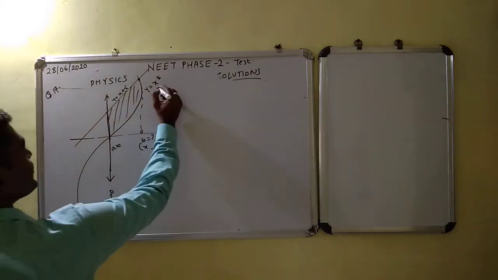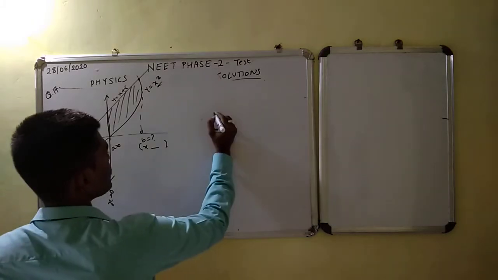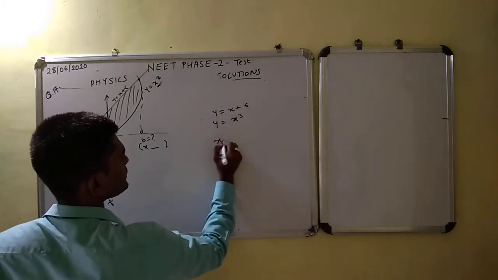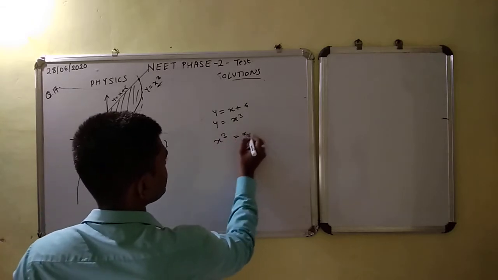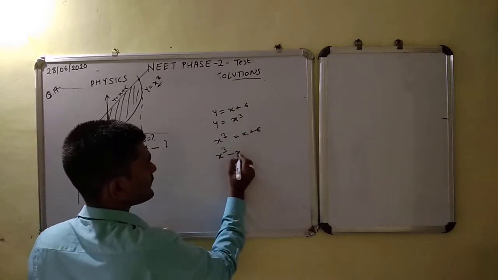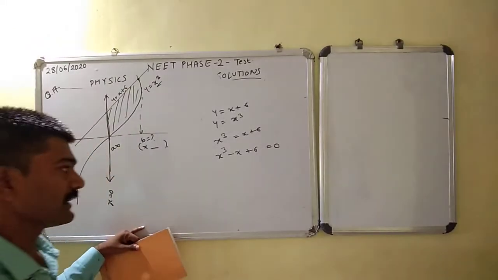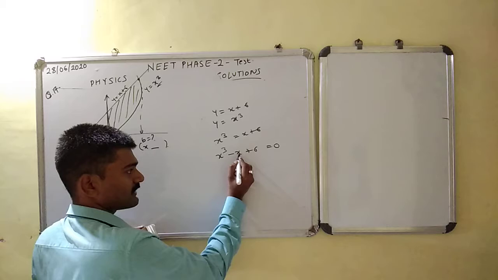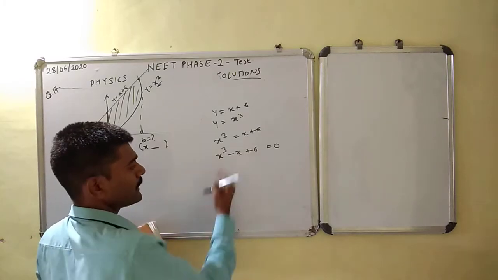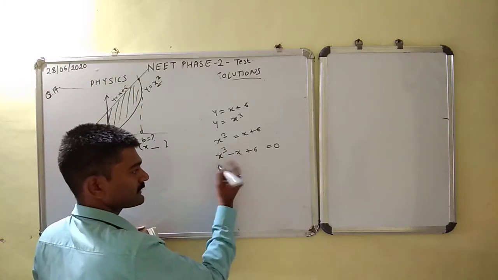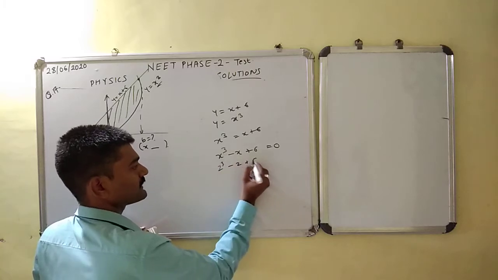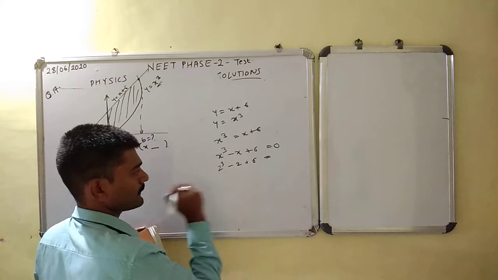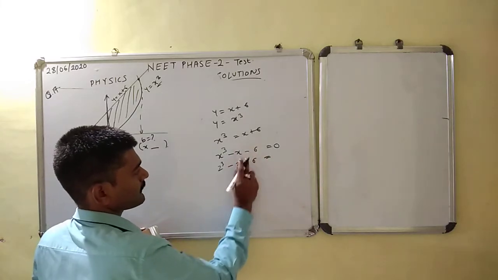In order to find it, put these two equations equal to each other: y equals x plus 6 and y equals x cube. So x cube equals x plus 6, that is x cube minus x minus 6 equals 0. Now this is a polynomial. How to check a polynomial? Put the values directly and check whether it equals 0. If you put 1, 1 cube minus 1 is 0, 0 minus 6 is minus 6, not equal to 0. Put 2, 2 cube is 8, 8 minus 2 is 6, 6 minus 6.